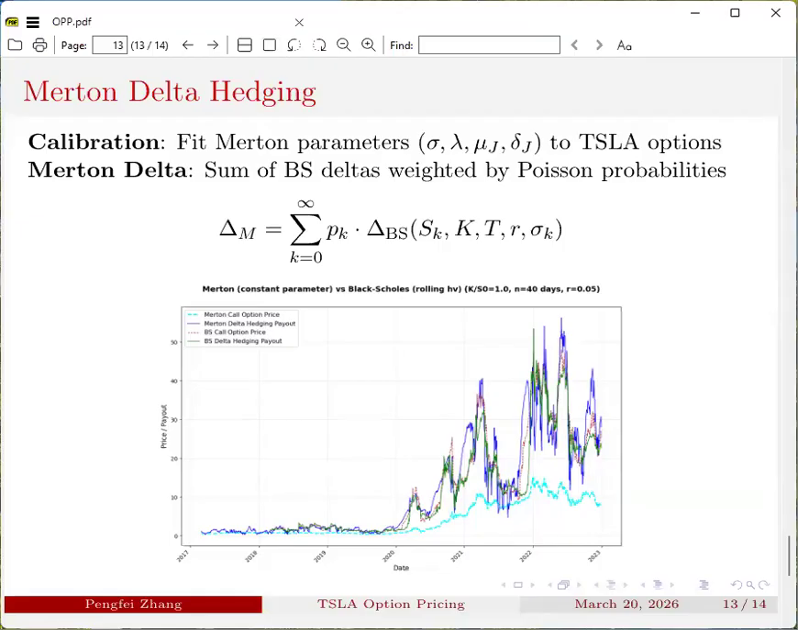As you can see, this curve is the price given by the Merton model. We need more adjustment, maybe refinement, of the parameters. But what's important is that, despite the differences in pricing across the models, the hedging outcomes are quite similar. So this suggests a degree of model independence in delta hedging.